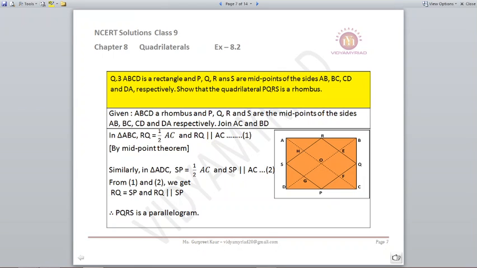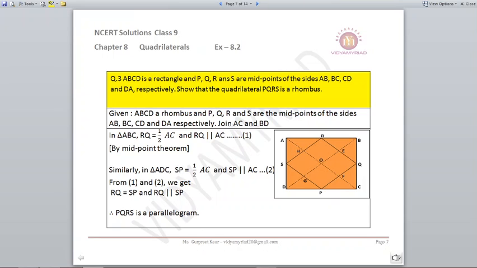Question number 3. ABCD is a rectangle and P, Q, R, S are the midpoints on the sides. Show that quadrilateral PQRS is a rhombus. Now let us prove this. Let us consider the triangle ABC. In that case, RQ is half of AC and RQ is parallel to AC, using midpoint theorem. Let it be equation 1.